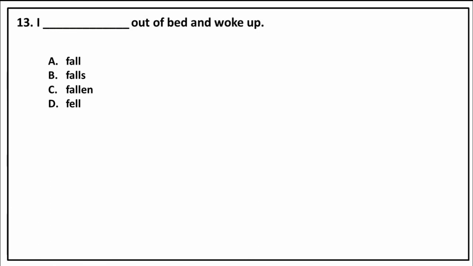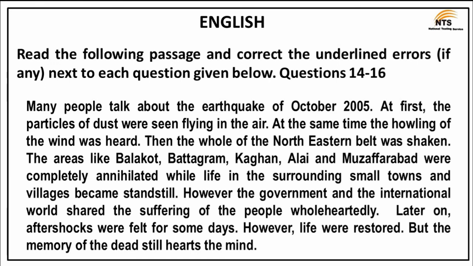So how? Fall is the first form of the verb, fell is the second form of the verb, and fallen is the third form of this fall. So it should be fell. I fell out of bed and woke up. मैं बिस्तर से गिर गया और जाग गया. Okay, ये था दूसरा पैराग्राफ. Now let's move towards the third paragraph and the last one.